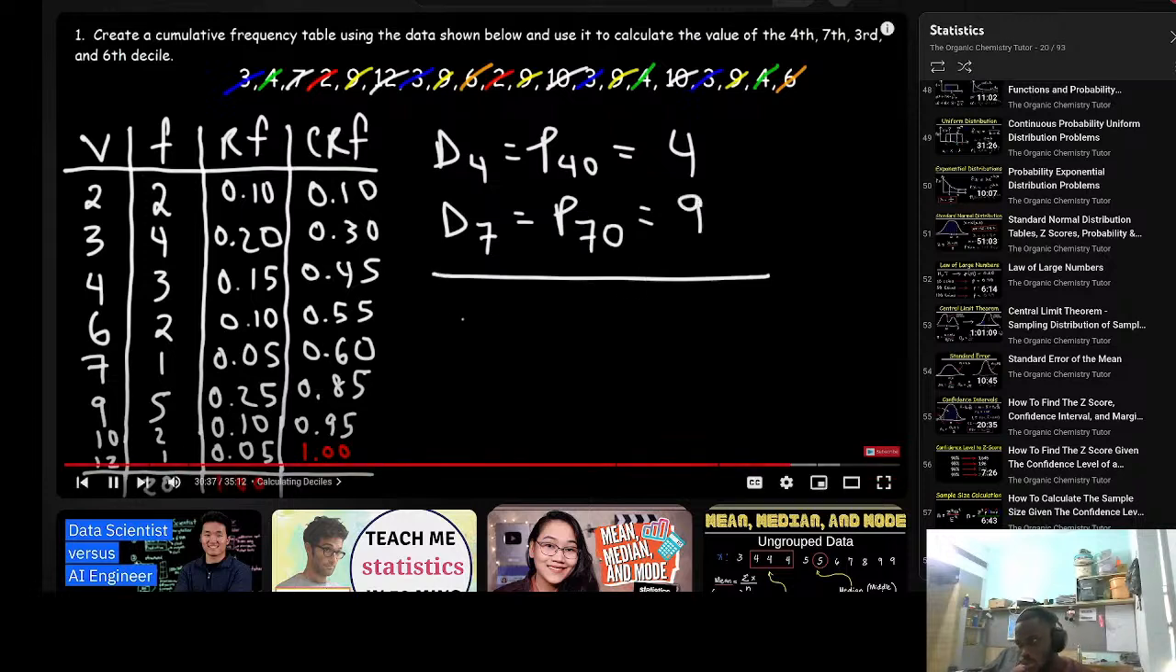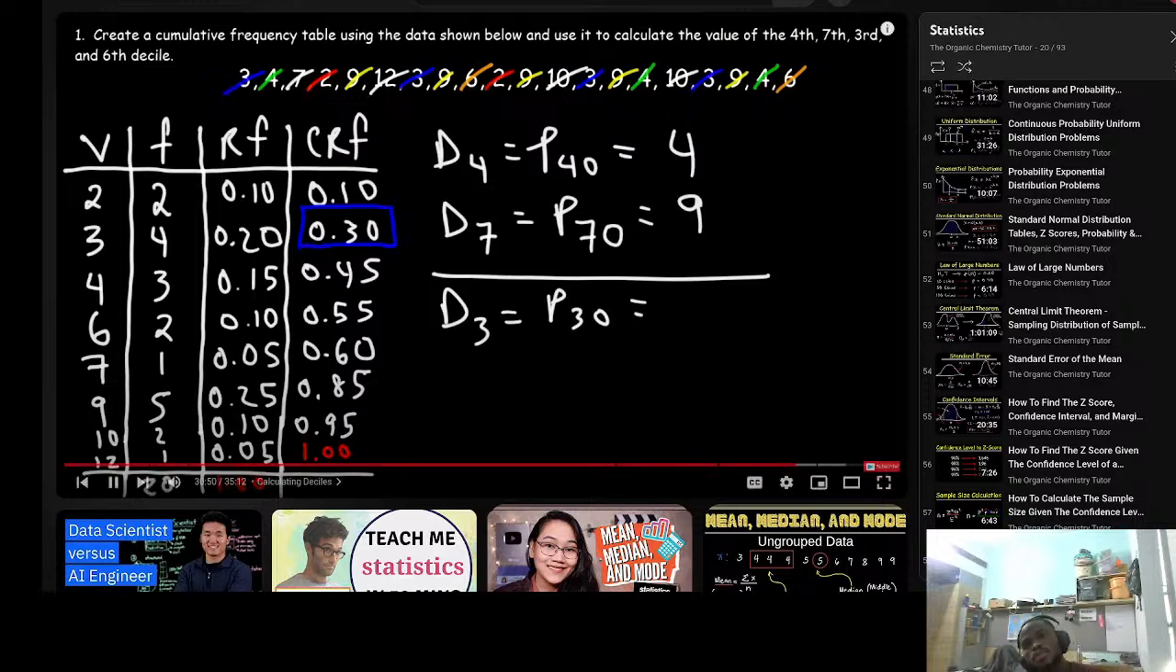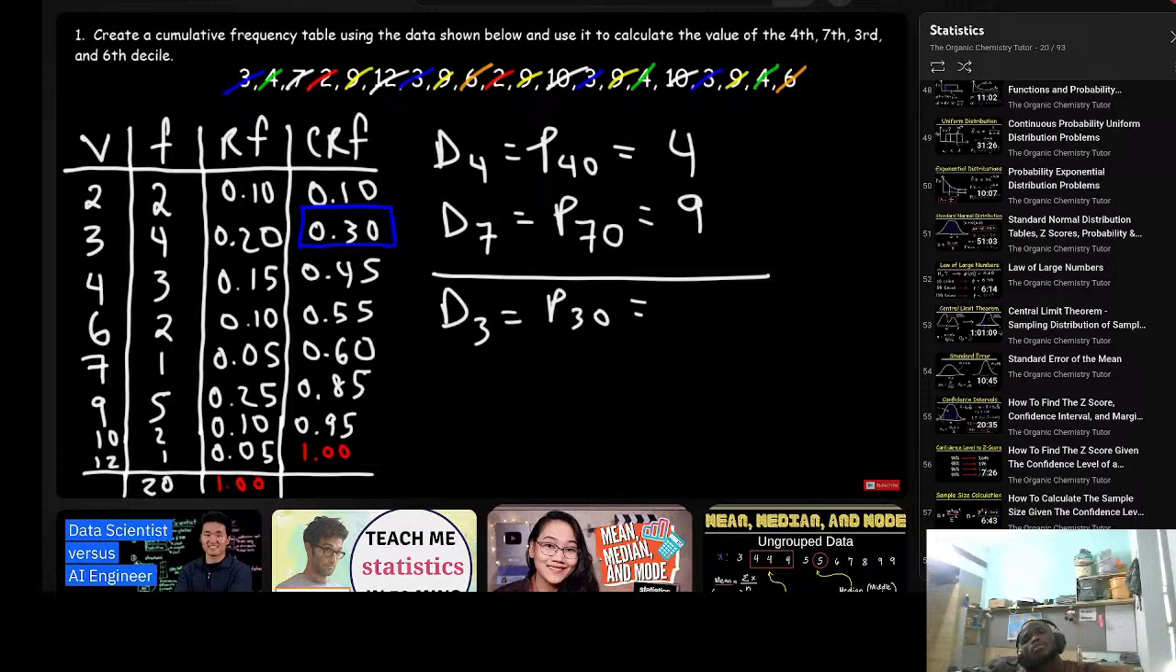Now what about the 3rd decile? So that's the 30th percentile. Notice that we do have an exact value here, a cumulative relative frequency of 0.30. So 0.3, or the 30th percentile, ends with the last 3 and begins with the first 4. So in this case, it's going to be the average of those 2 numbers. So the 30th percentile will be 3.5.